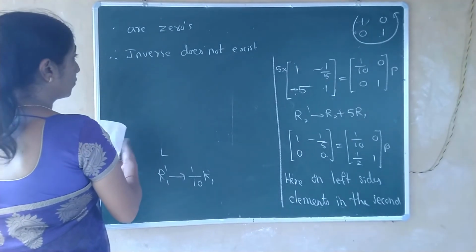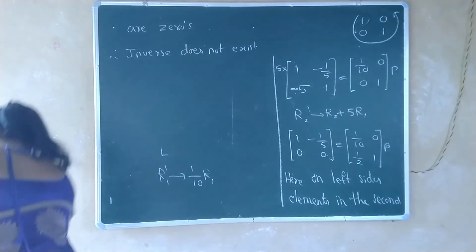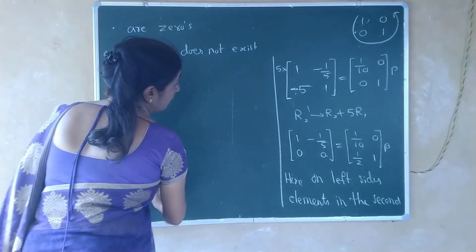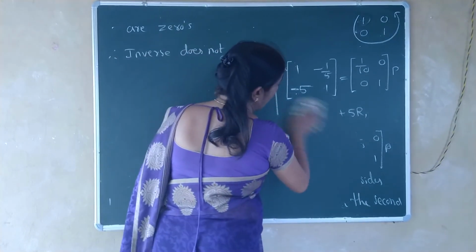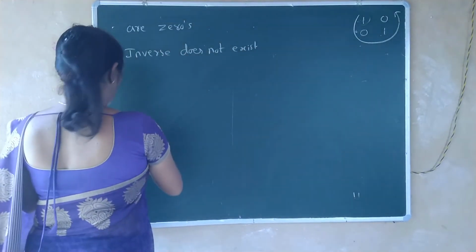I think, students, you are following the examples. I hope you will solve the examples. Now I am giving you some questions as an assignment. In the next video also I will explain at least one sum of order 2 to find the inverse by elementary row operation.